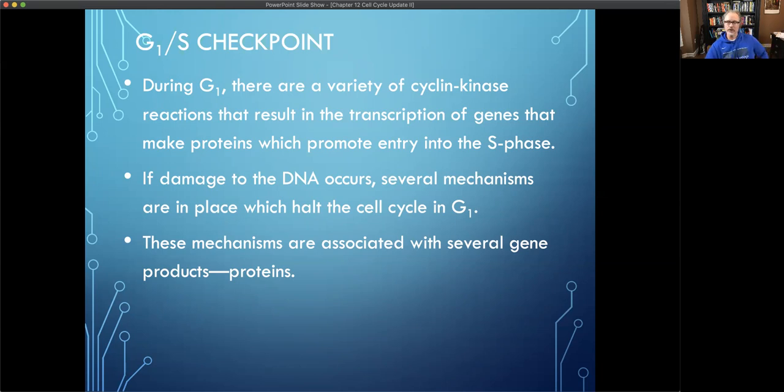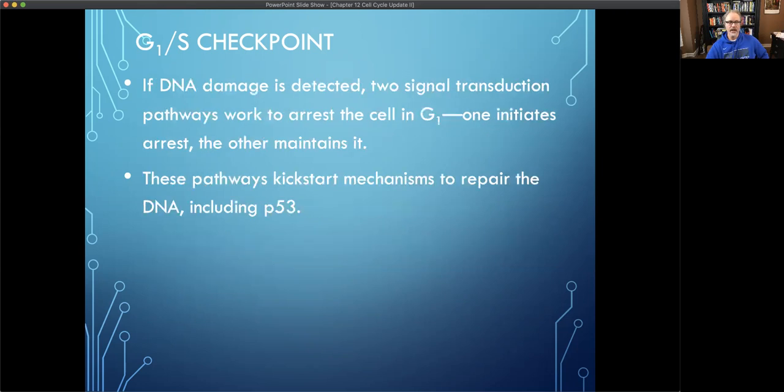But usually during G1 you've got a lot of these cyclin-kinase interactions that are going to promote DNA synthesis in the S phase. And if there's any DNA damage that occurs, like from sunlight or from chemical exposure, you're going to slow down the cell division. You're going to try to fix these problems. That's going to halt the cell in G1 while these things get fixed. And if they can't fix them, like I said, the body's going to get rid of it.